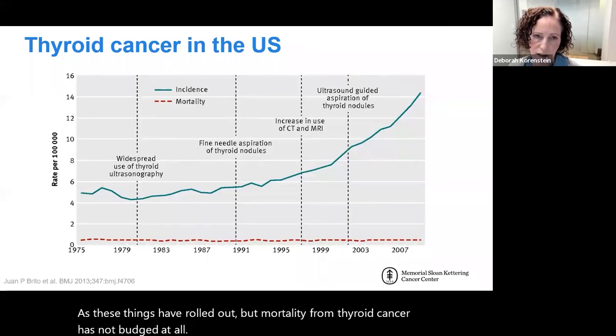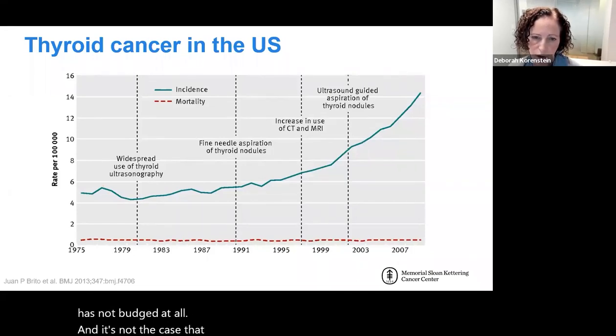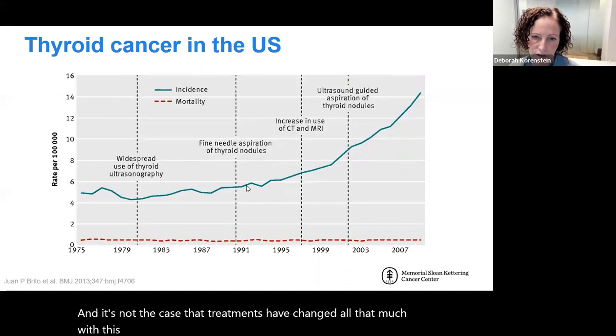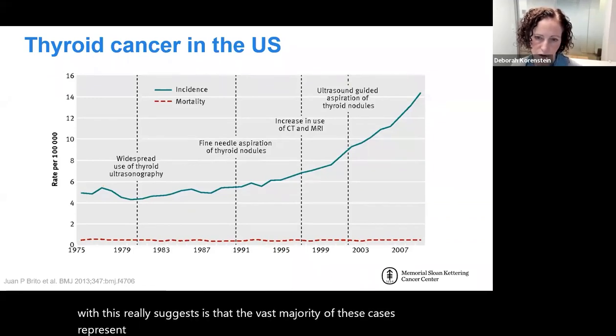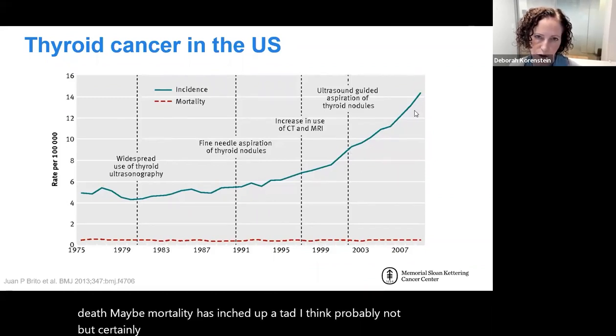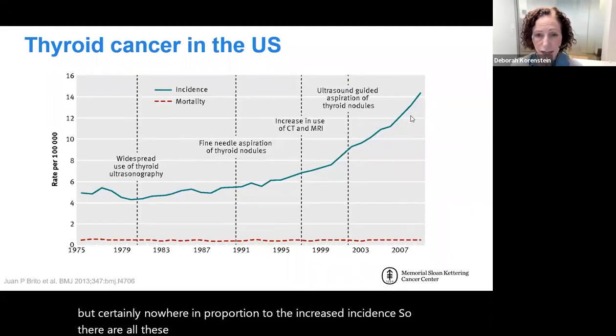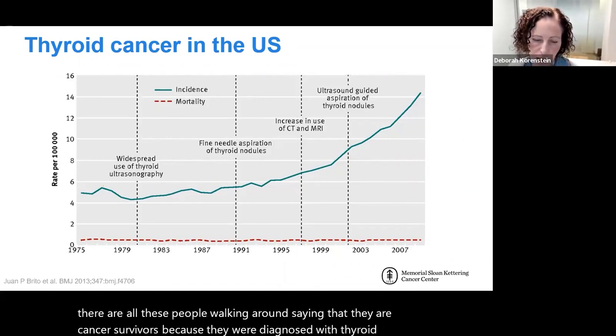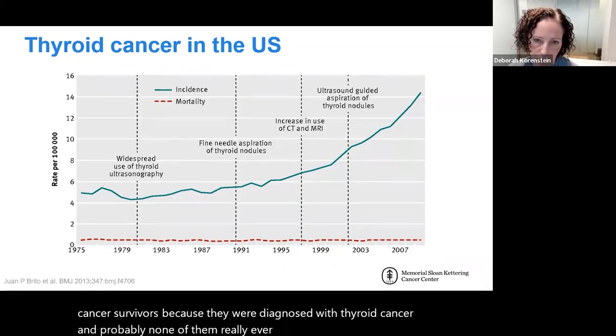And it's not the case that treatments have changed all that much. What this really suggests is that the vast majority of these cases represent overdiagnosis and certainly never would have caused death. Maybe mortality has inched up a tad. I think probably not, but certainly nowhere in proportion to the increased incidence. So there are all these people walking around saying that they are cancer survivors because they were diagnosed with thyroid cancer, and probably none of them really ever needed to have that diagnosis.